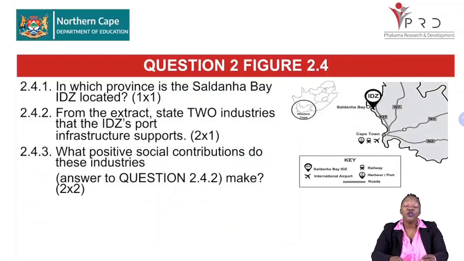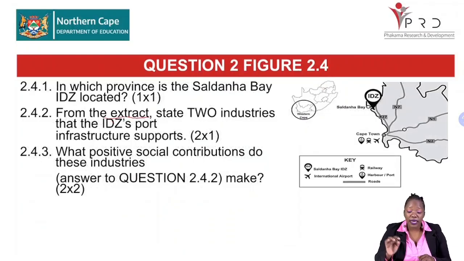In reading the questions, you identify which question is saying according to, or refer to, or quote. So your 2.4.1: in which province is the Saldanha Bay IDZ located? Knowing your South Africa, you should be able to identify which province Saldanha Bay is in. And then secondly, from the extract, state 2 industries that IDZ port infrastructure supports.